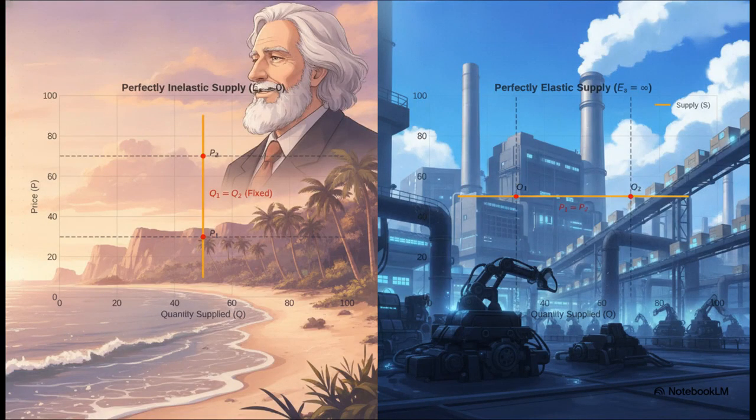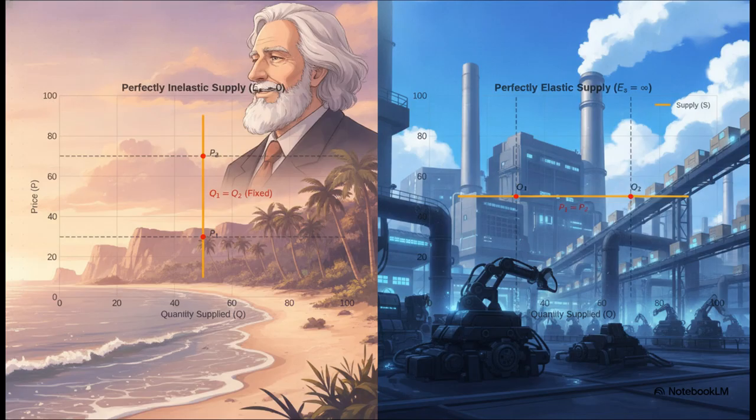So the crucial point is comparing these two extremes on the supply side. On the left is perfectly inelastic supply, a completely rigid vertical line. Quantity is permanently locked regardless of price. Why? Because it represents naturally finite commodities like beachfront land. To quote Mark Twain, buy land, they're not making it anymore.